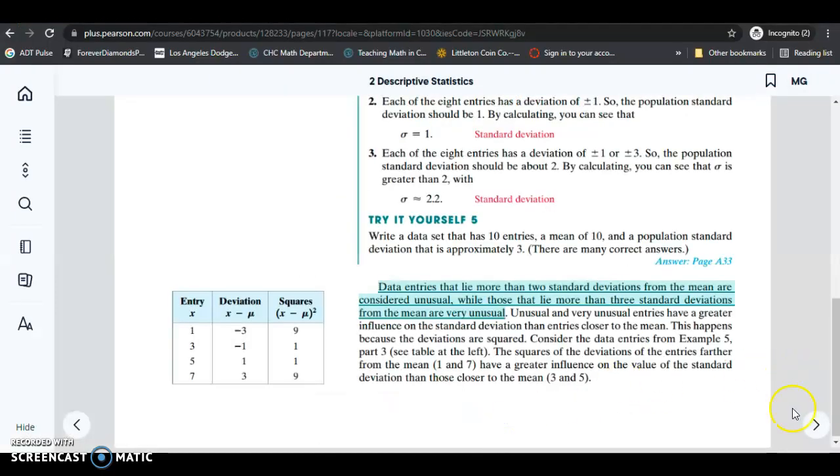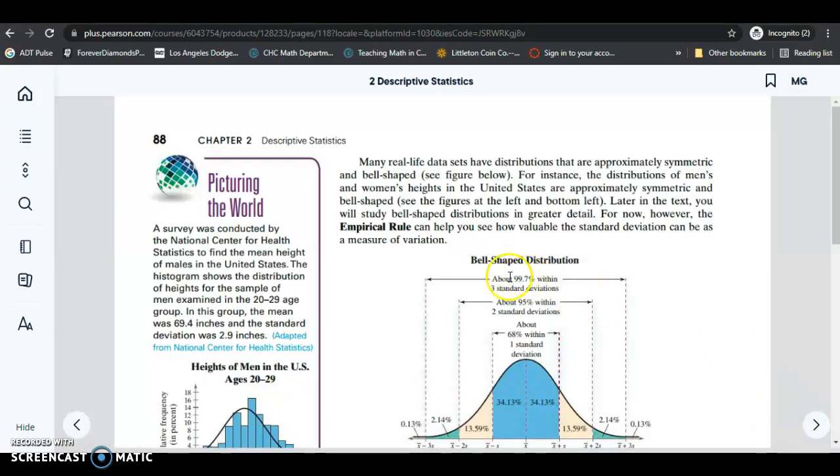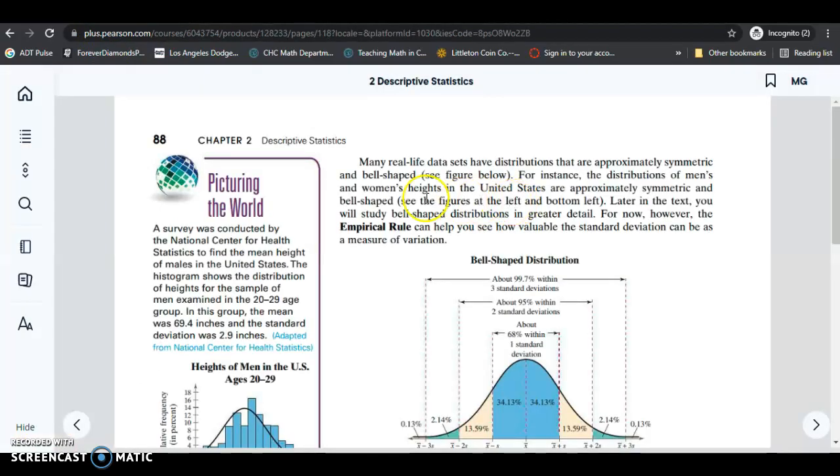So for that, we're going to go back to the book and go to the next page. At the top of page 88, it says that many real-life data sets have distributions that are approximately symmetric and bell-shaped. So for instance, the distributions of men's and women's heights in the United States are approximately symmetric and bell-shaped.